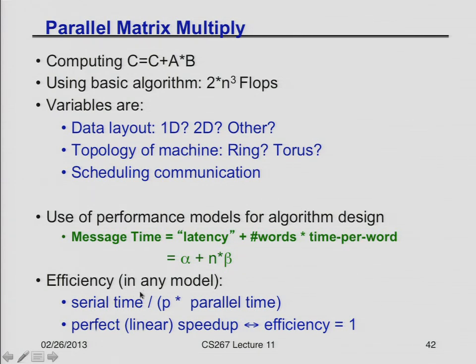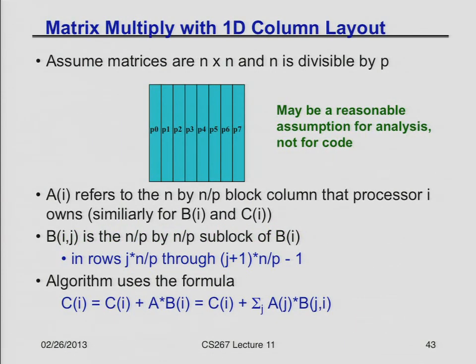And I'm going to say, how well do I do by asking, what is the sequential time to run the algorithm, which is just 2n cubed, divided by p times the parallel time. Now, if my algorithm were perfect, the parallel time would be 1/p of the serial time, and this efficiency would equal 1. The question is, how far away from 1 am I? OK, so let's try it in the naive way first and see how close to the lower bound I can get.